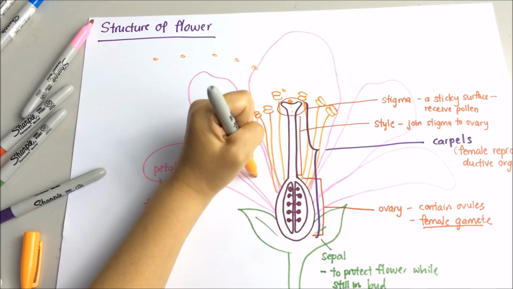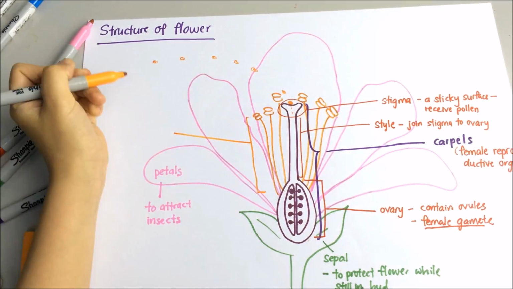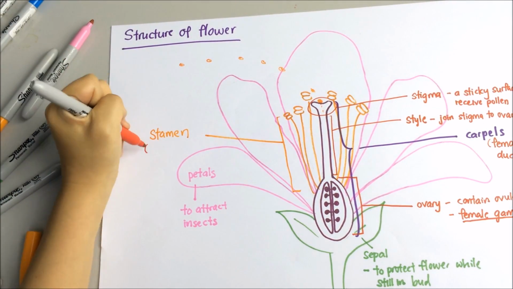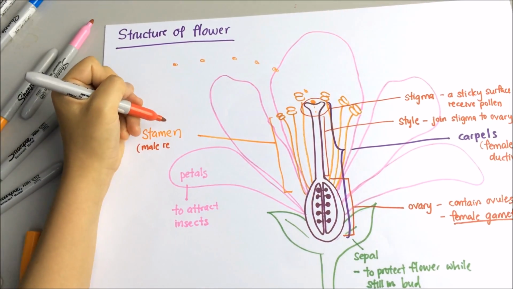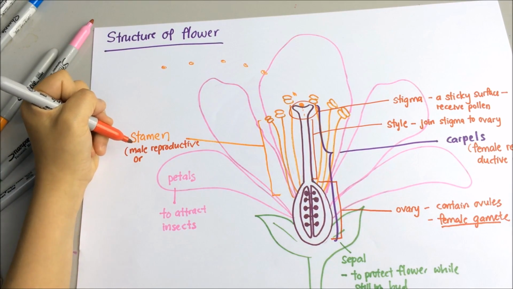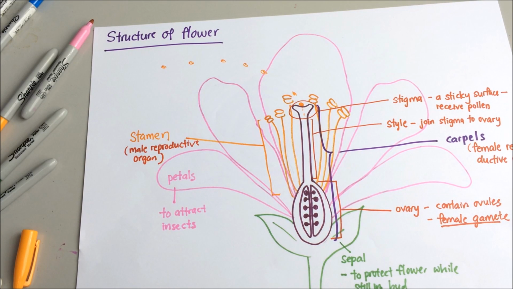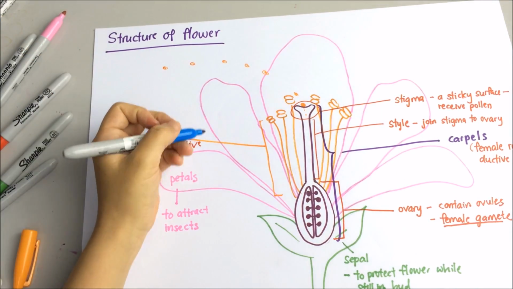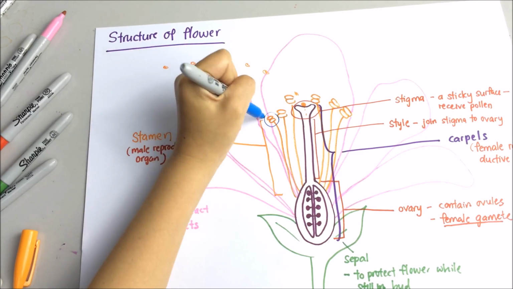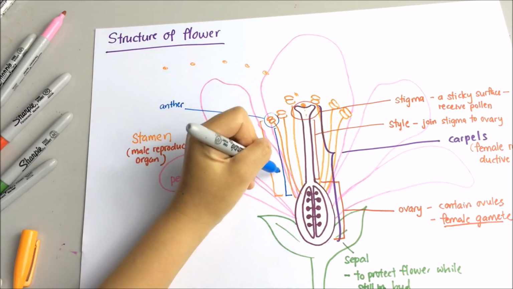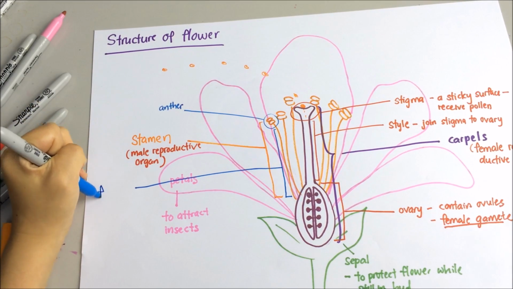Now let's have a look at the male reproductive part, which is known as stamen. Remember, stamen is the male reproductive structure. Stamen consists of two parts, which are the anther and filament. So the tip of the male reproductive part is the anther, which is like a house of pollen.